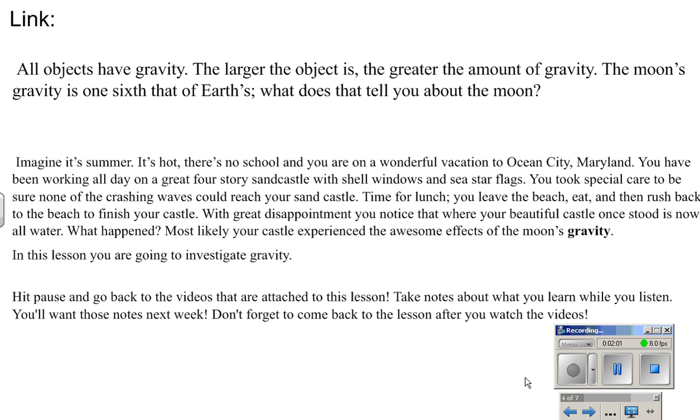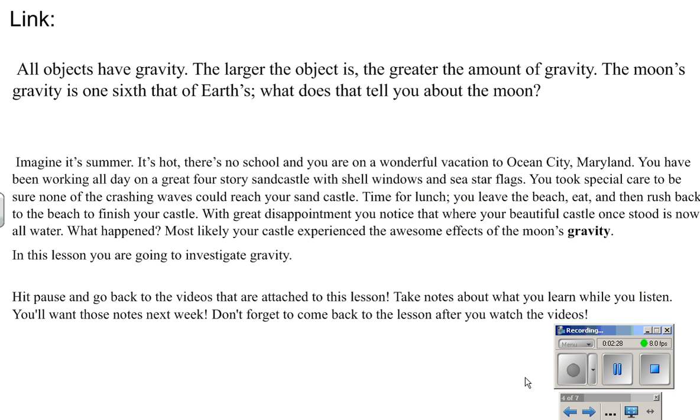So if the gravity is 1/6 of that of Earth, that means that you would weigh 1/6 of what you weigh on Earth. So you could take your weight and divide it by 6. So that means you'd be a lot lighter. You'd be able to jump up and down. If you've seen pictures of when the men landed on the moon and you see them walking, you can see how they bounce a little bit higher than what we would do on Earth.